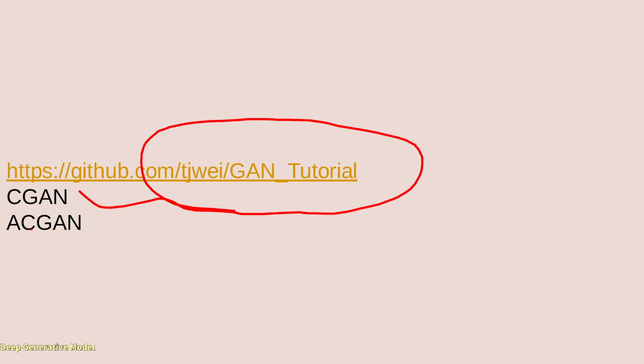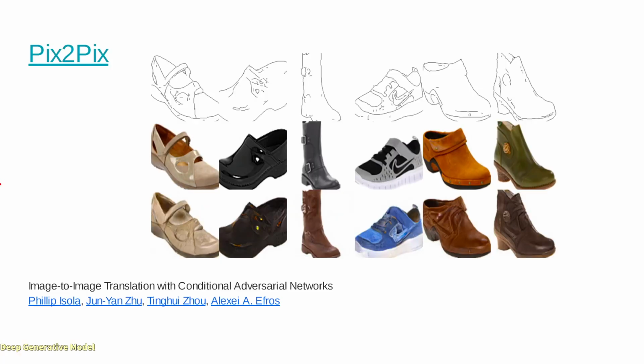Because the code is a little bit old, but you can see the architecture and try to do the same thing. It will be very interesting. You can actually generate these digits, and you can control what digits you generate.